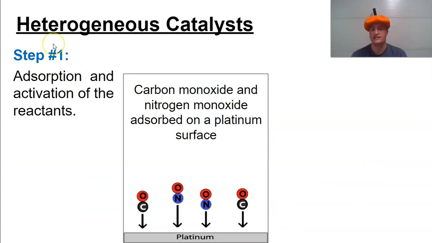So let's look at just an example. Platinum is often used to have carbon monoxide and nitrogen monoxide adsorbed onto a platinum surface. This goes on in your catalytic converter, an especially expensive box that you find in your exhaust system. So because it's charged, the things that are less electronegative are going to be attracted to it.